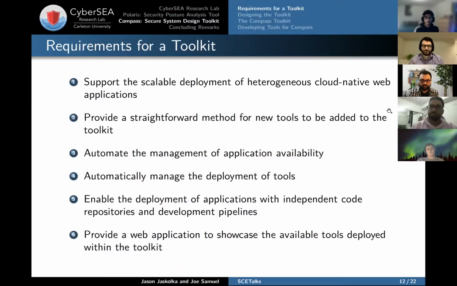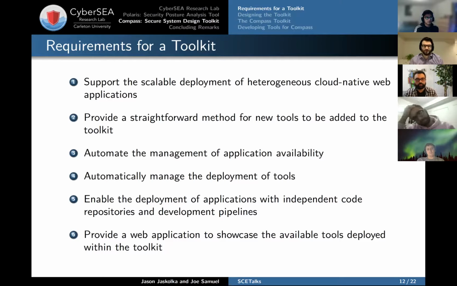So as with the previous tool, Polaris, we worked on the requirements that would dictate the design of this toolkit. And there are quite a few in this case, right? So one is we want to support a scalable deployment of heterogeneous cloud-native web applications. It sounds pretty wordy, but essentially we want to be able to deploy different types of applications in a way that reaches as many people as possible for as long as possible, right? And if there are a lot of people trying to access that particular tool, they should be able to do that without any issues.